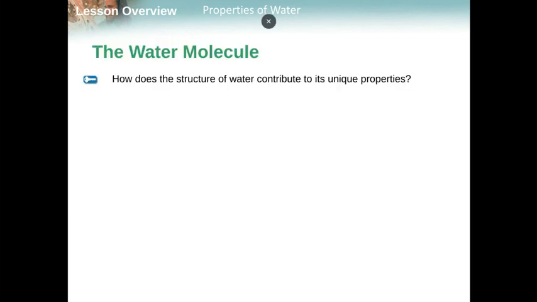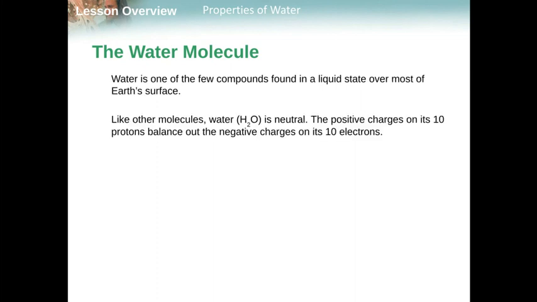So we have our first question here that we need to think about. How does the structure of water contribute to its unique properties? So water is one of the few compounds that's found liquid over most of Earth's surface. What this means is that when we look at everything else around us, the chair that you're sitting in, the air that you're breathing, those are all solids or gases. Very few substances are liquid at room temperature. Another example of a substance would be lipids, some of our lipids, things like vegetable oil, canola oil, peanut oil, and also mercury, like you would find in an old thermometer.